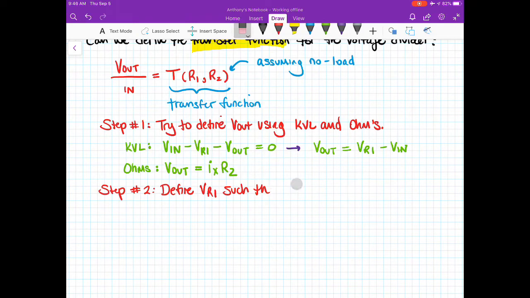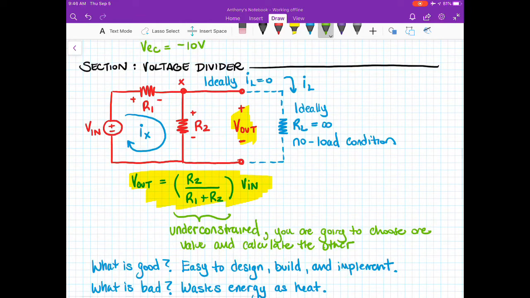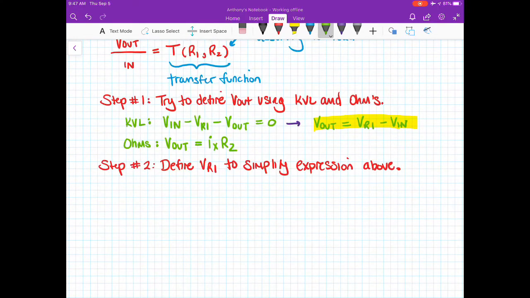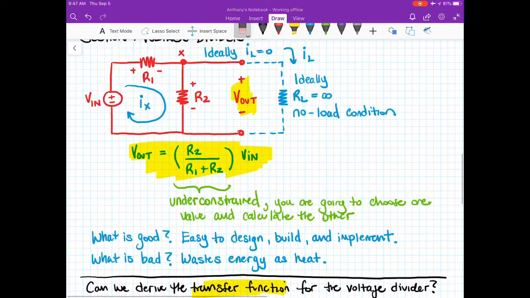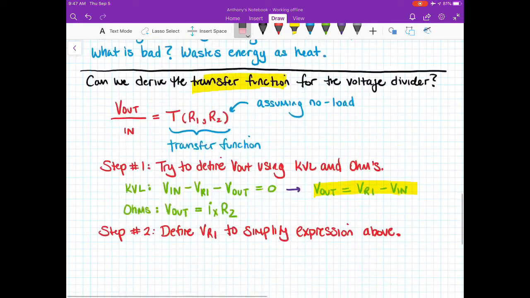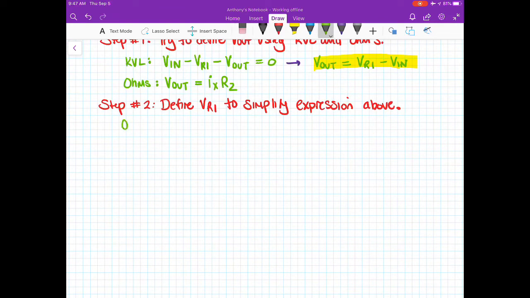Well, and when I say the expression above, I mean this expression right here. All right. So what can we write out for VR1? We could write out KVL, but honestly, we've already done that. It would be that same KVL right here. So that's not going to help us too much. The only other choice we have is to use Ohm's law. And so Ohm's law tells us that VR1 is equal to IX times R1.